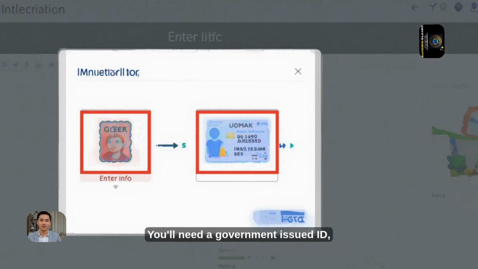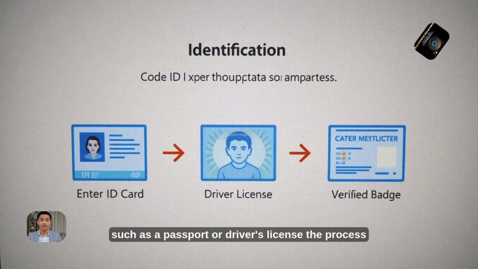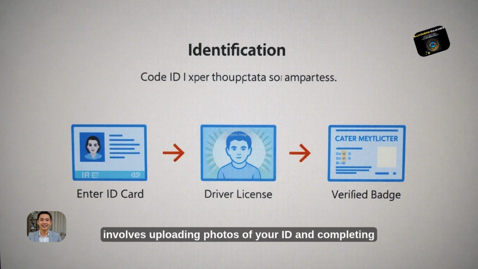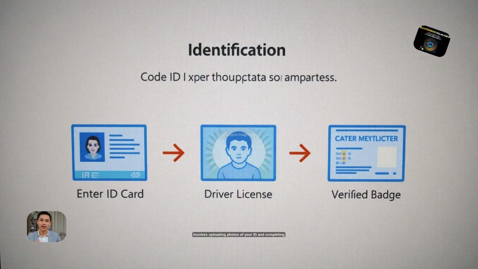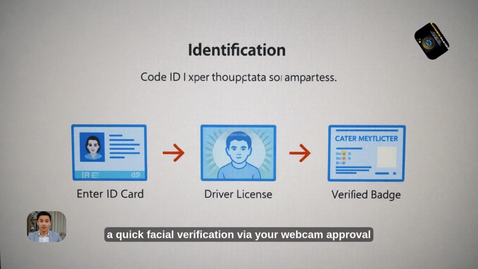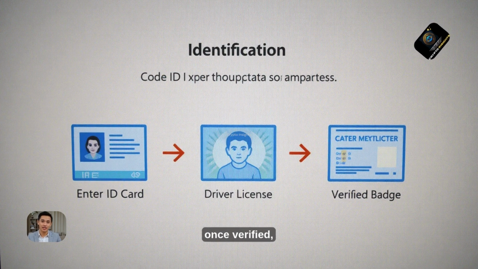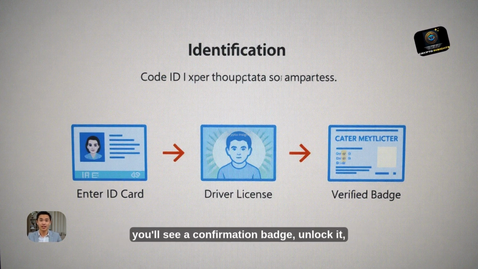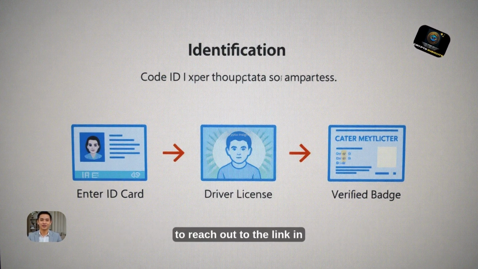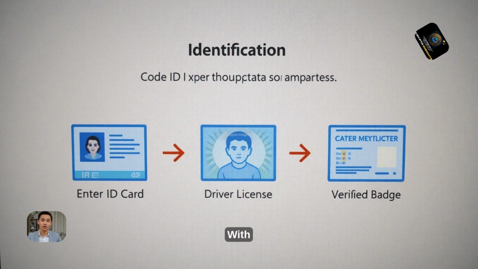You'll need a government-issued ID, such as a passport or driver's license. The process involves uploading photos of your ID and completing a quick facial verification via your webcam. Approval times can vary from a few minutes to a couple of days. Once verified, you'll see a confirmation badge, unlocking the ability to fund your account with fiat currency.